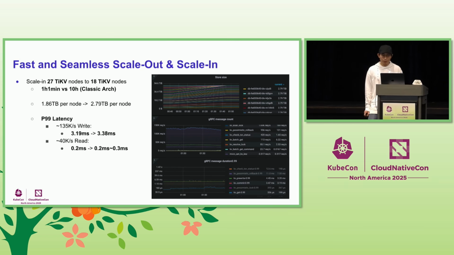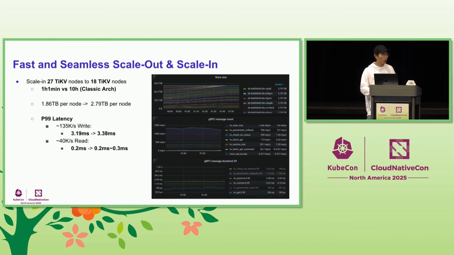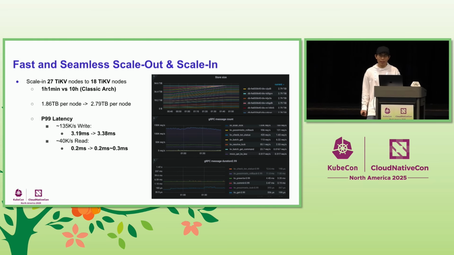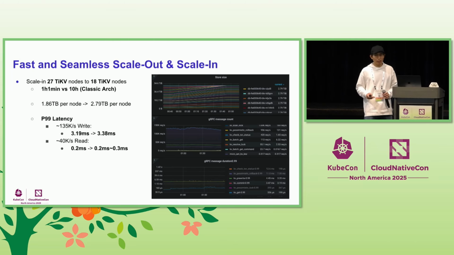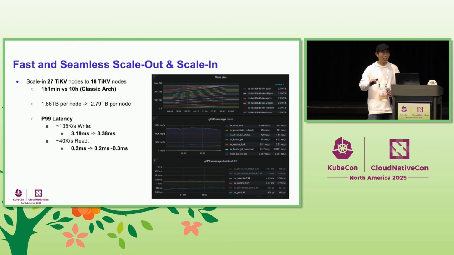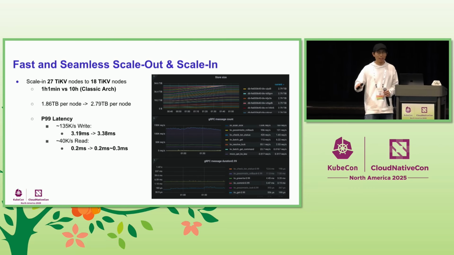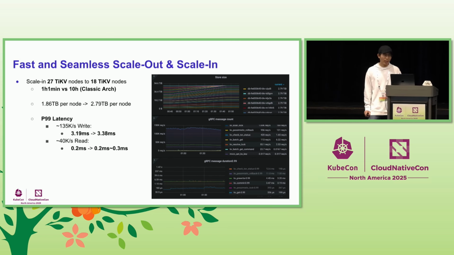And we can see some numbers. Still the same cluster. Last night, this customer did a scale in, and they scaled this 27 TiKV node cluster to 18 TiKV nodes. The whole process took 1 hour and 1 minute. With the classic architecture, I can remember some numbers. You need to consider how to minimize the impact to existing TiKVs and existing online traffic, so we will control the scale speed of our system. Basically, it would take around 10 hours, even longer. So after introducing this new architecture, it's 10 times faster.